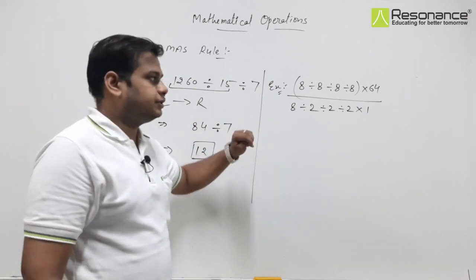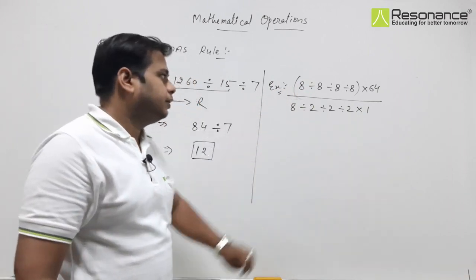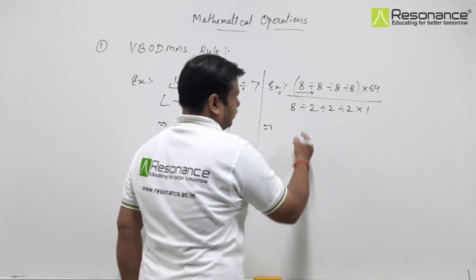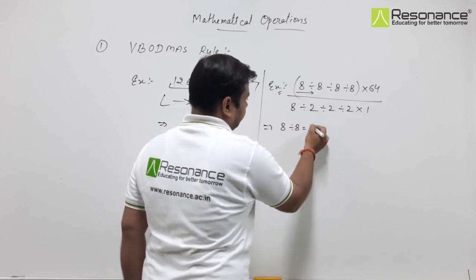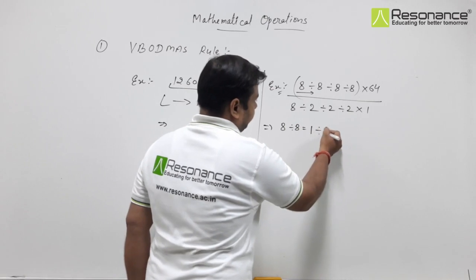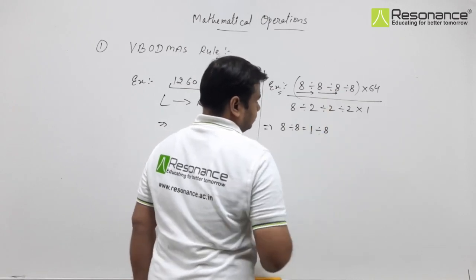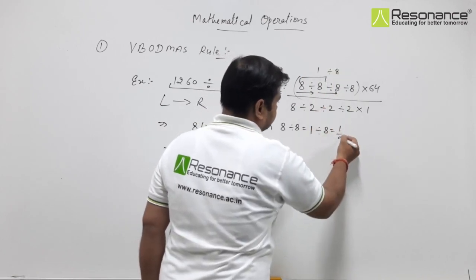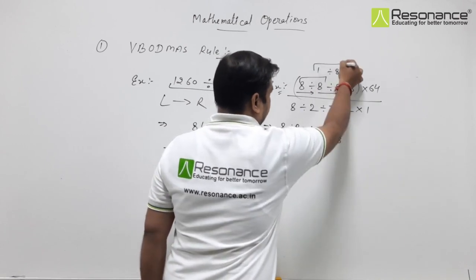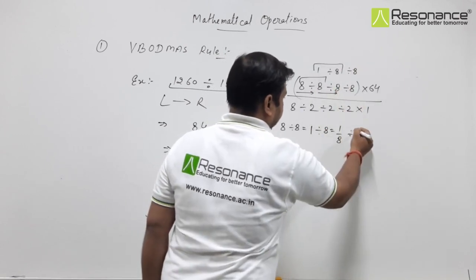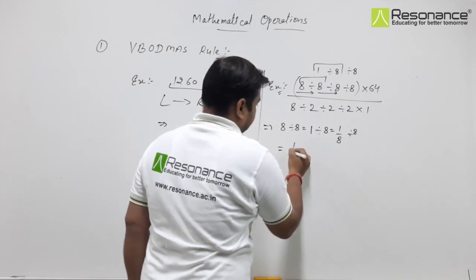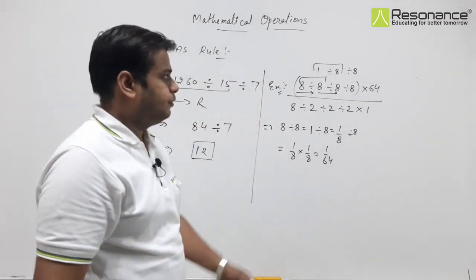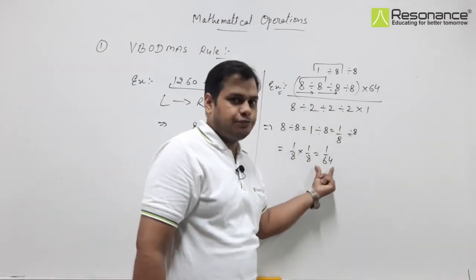Now we have to solve this equation. So we have to solve numerator differently and denominator differently. We can say 8 divided by 8, from left to right we have to solve. So 8 divided by 8 will give us 1. 1 divided by 8 will give us 1 by 8. Now 1 by 8 divided by 8, so we can write this as 1 by 8 multiply by 1 by 8, so it will be 1 by 64. So the value of bracket becomes 1 by 64.